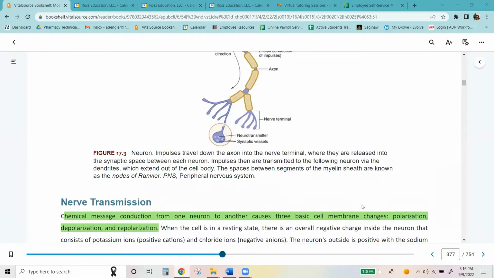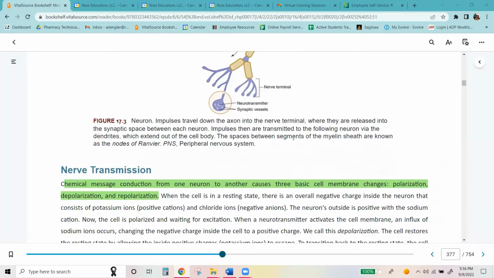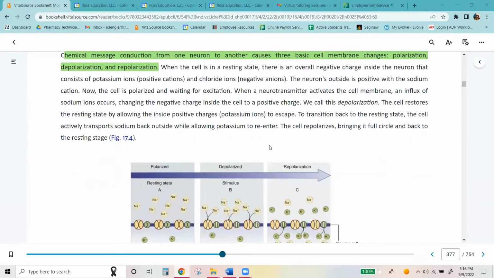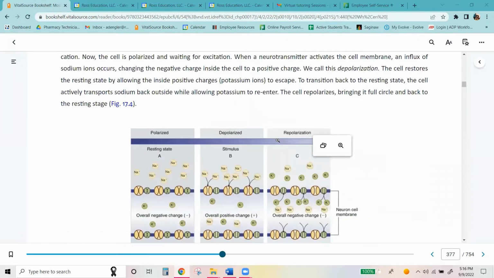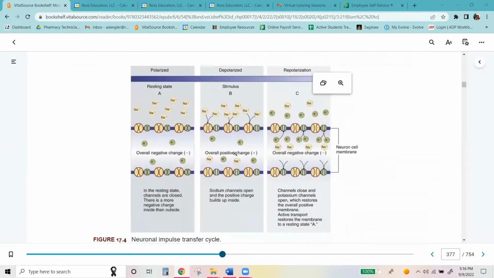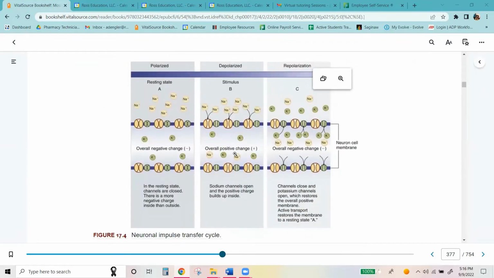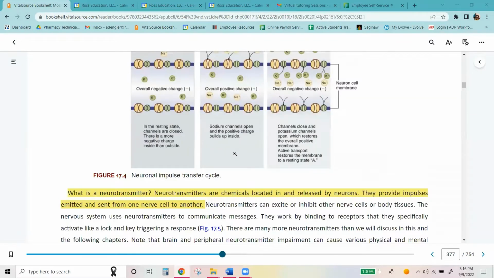Chemical message conduction from one neuron to another causes three basic cell membrane changes: polarization, depolarization, and repolarization. And here's a chart that depicts that whole process, the impulse transfer cycle. What is a neurotransmitter? Neurotransmitters are chemicals located in and released by neurons. They provide impulses emitted and sent from one nerve cell to another.